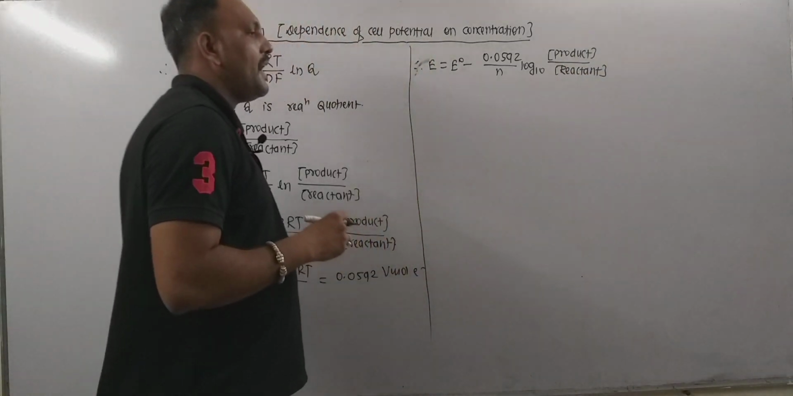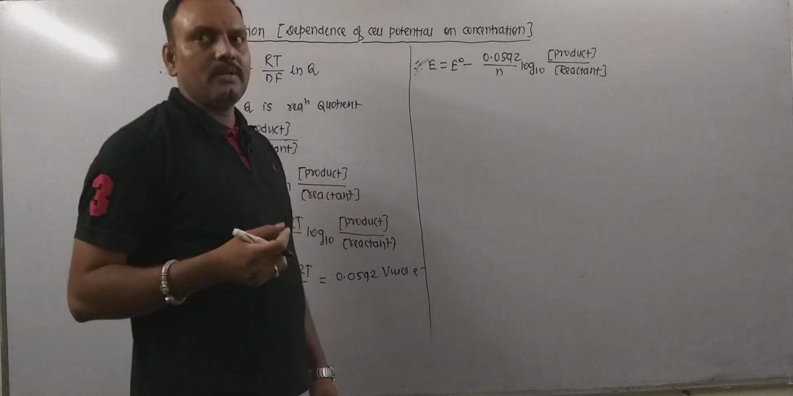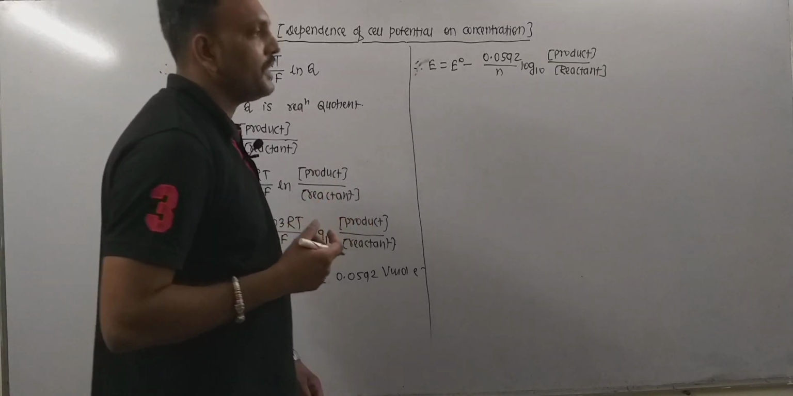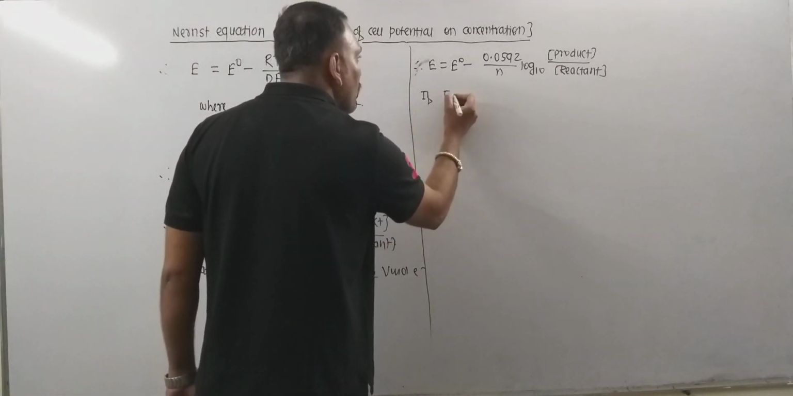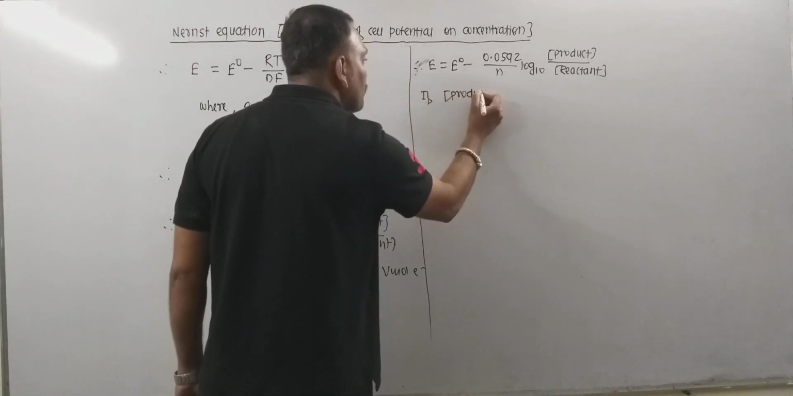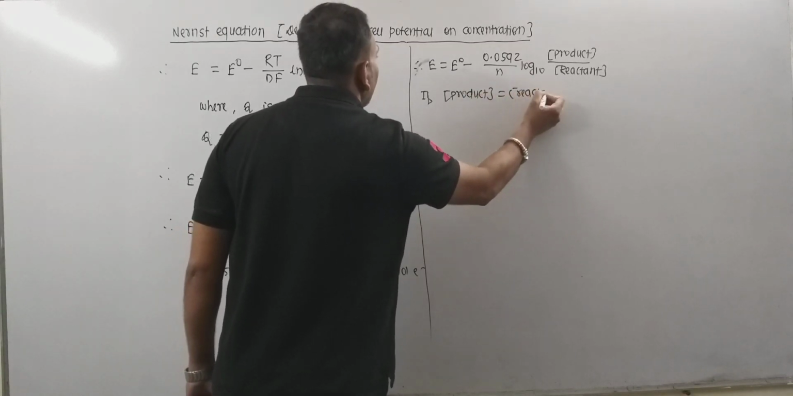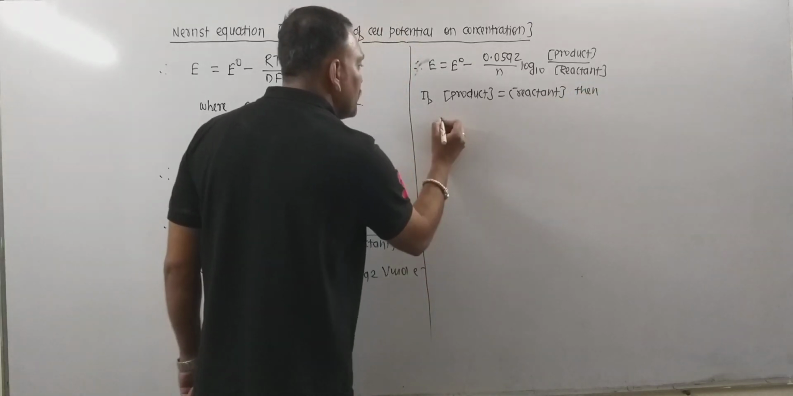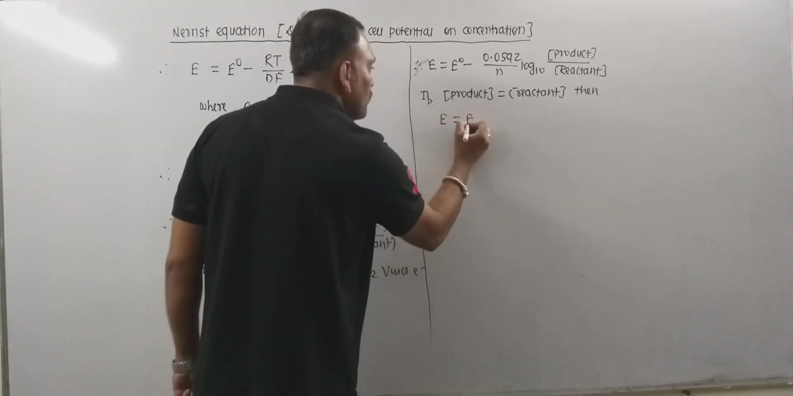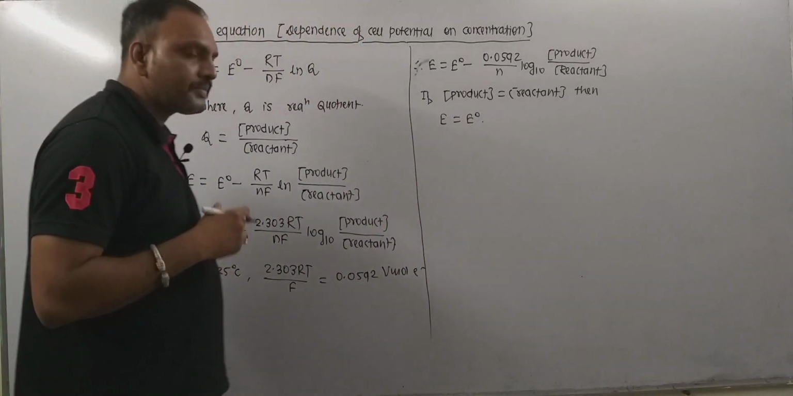Where N is the number of electrons involved during the course of oxidation or reduction. Now if the concentration of product is equal to the concentration of reactant, then the potential is equal to the standard potential. This is a very important thing to be noted.